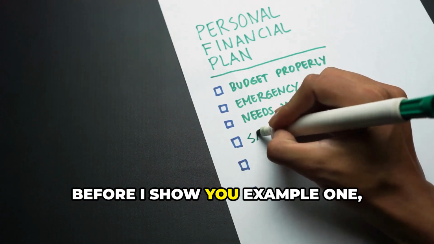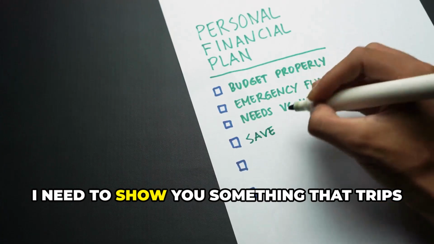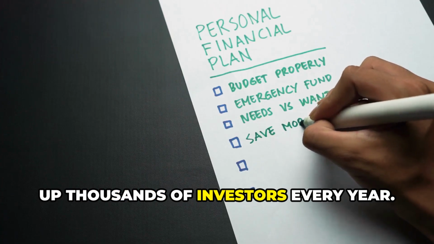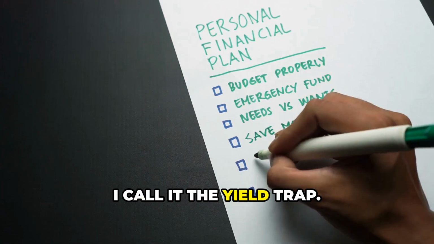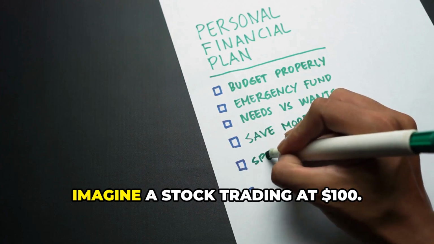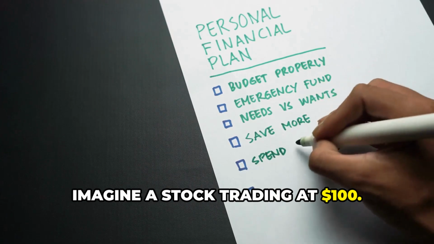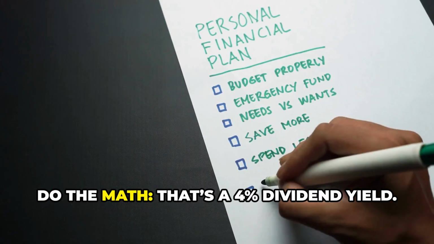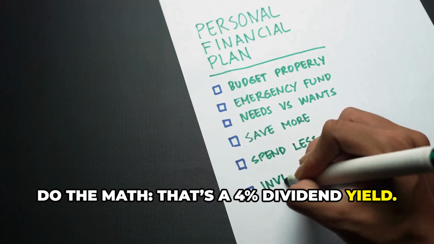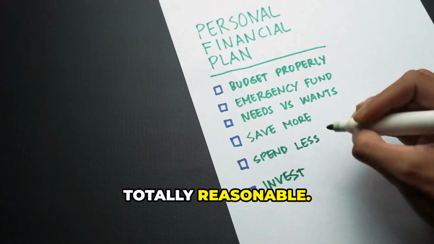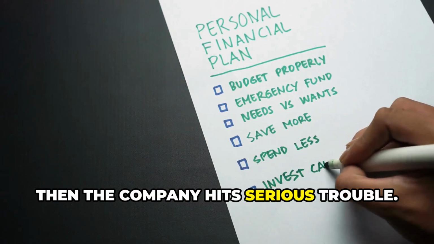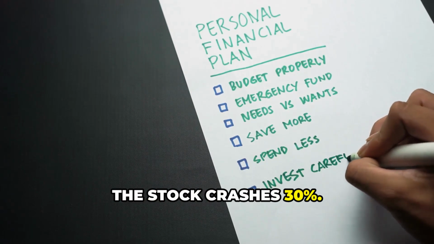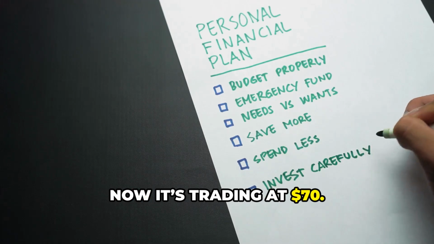Before I show you example 1, I need to show you something that trips up thousands of investors every year. I call it the yield trap. Here's a quick story. Imagine a stock trading at $100. The company pays $4 per year in dividends. Do the math. That's a 4% dividend yield. Totally normal. Totally reasonable. Then the company hits serious trouble. The stock crashes 30%. Now it's trading at $70.